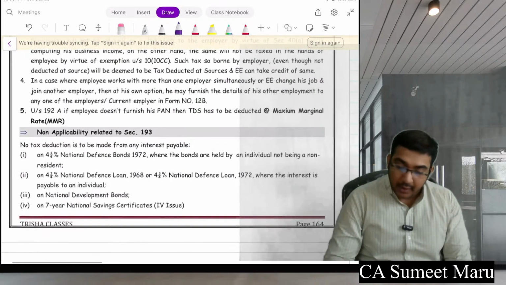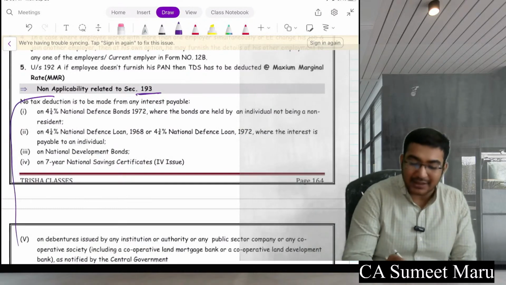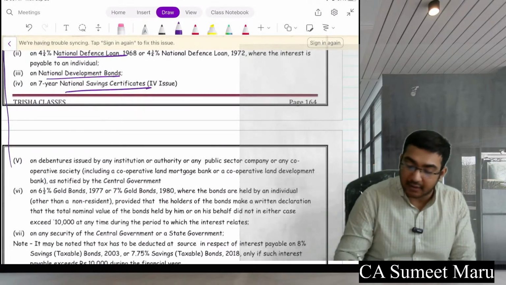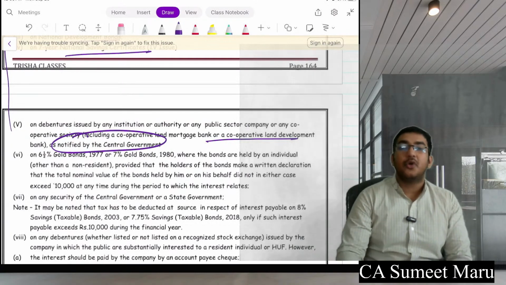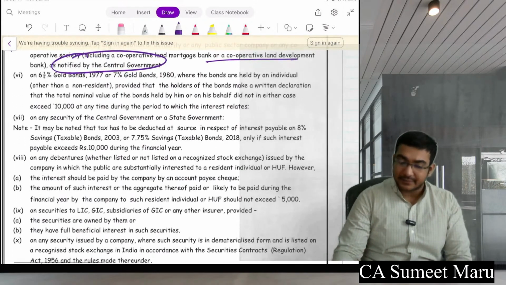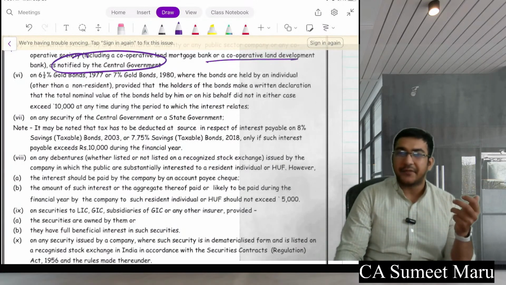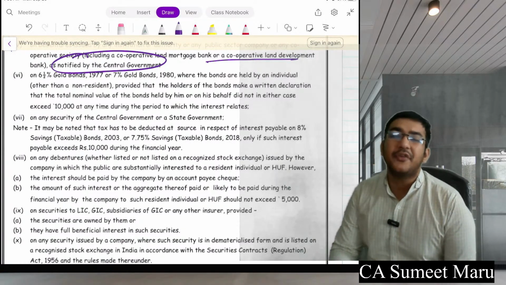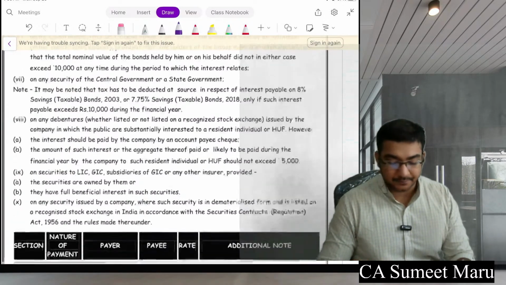Further, this TDS is not applicable in the following cases: national defense bond, national savings certificate, debenture issued by government, cooperative development bank, notified by central government. If it is among these, then you do not need to do the TDS on the interest as well. This is a huge list. Just remember basically that if it is any of your government notified bonds or national defense bonds or something like that, then you are not required to do the TDS on the interest.